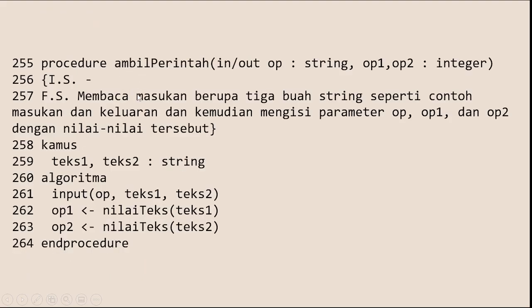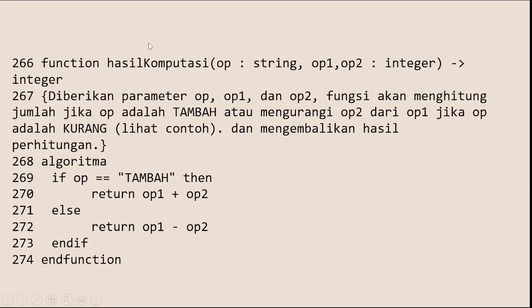And then the next subprogram is to get the input of operator and the operands. After we get the input of the operator and operands, we will convert the string into the integer form using the first function. So in this parameter, we're using input output of the operation and operands, and this procedure will change the variables in the main function.